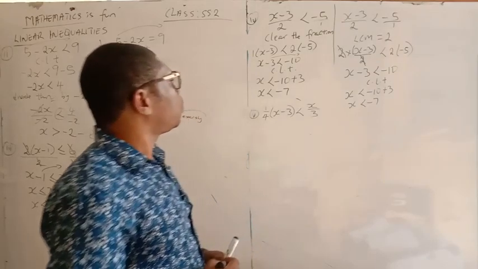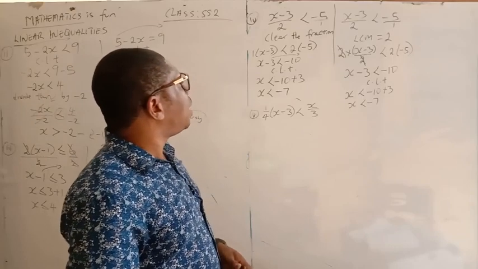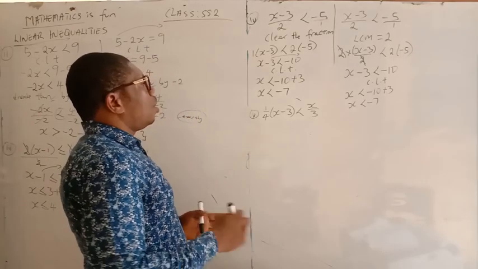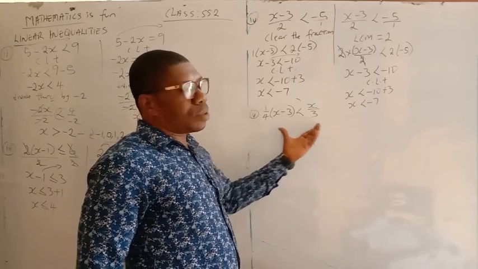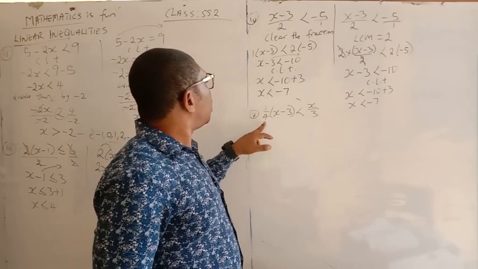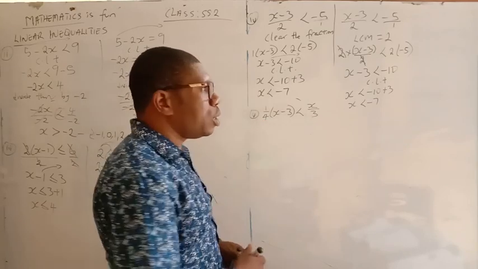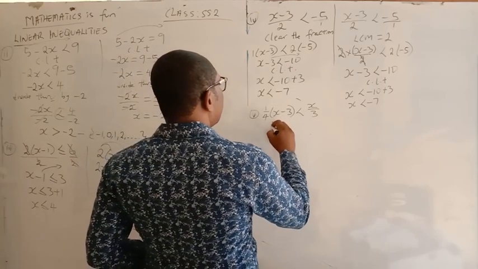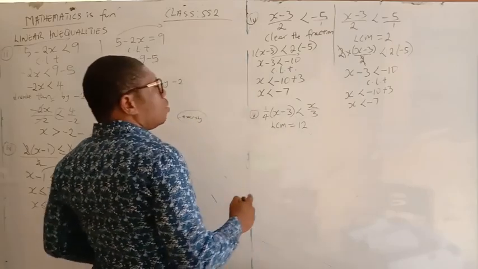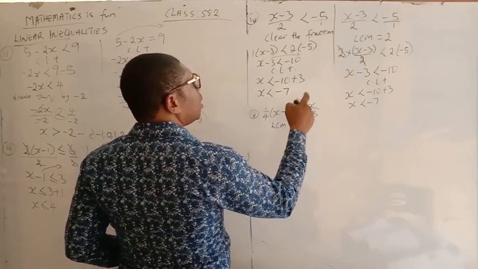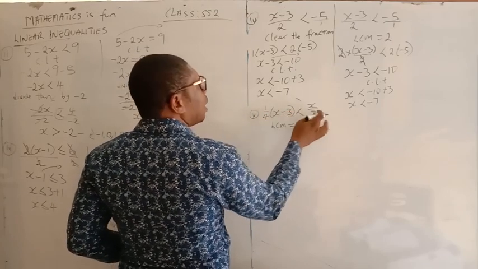1 over 4 into x minus 3 less than x over 3. Now, we observe here that we have fractions on both sides, and we have denominators 4 and 3. So all we need to do is to get the LCM. The LCM of 4 and 3 is 12. So I will use this 12 to multiply the terms. In fact, this is one term now, and this is another.